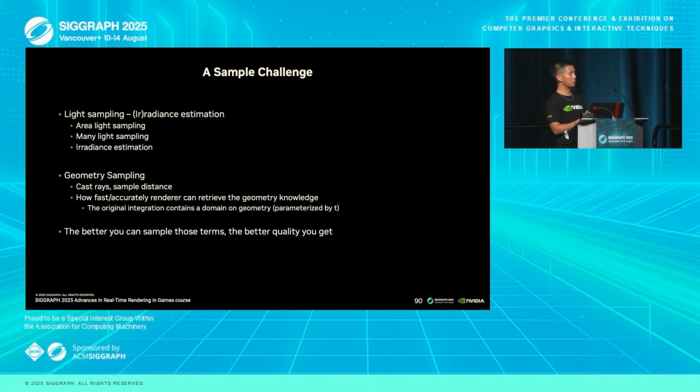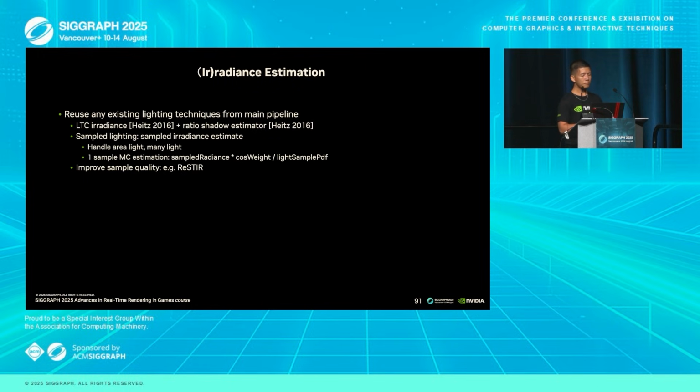How do we handle many lights? Do we have budget for the hardware ray tracing? If not, what about screen space ray tracing? The algorithm itself does not really specify how to do any of those. It can be implemented to reuse whatever the renderer has and get improved with the underlying sample quality.